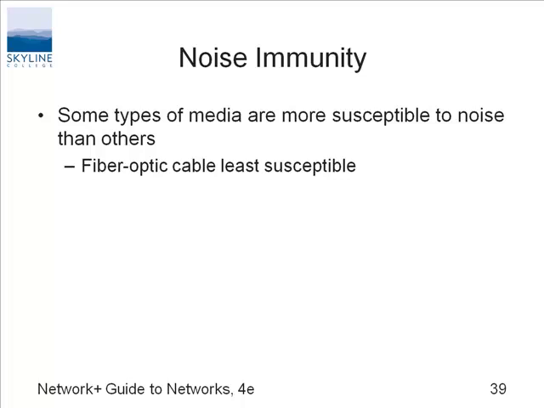Noise immunity. Some types of media are more susceptible to noise than others. Fiber, obviously, is the least susceptible, and as far as attenuation, you can attenuate the signal much more than you can in copper because there's no noise. There's no electromagnetic interference.